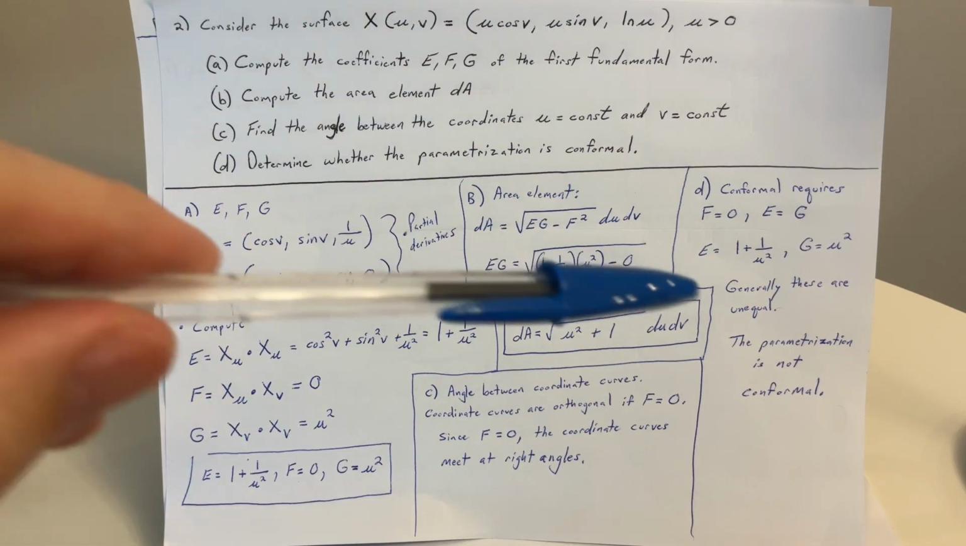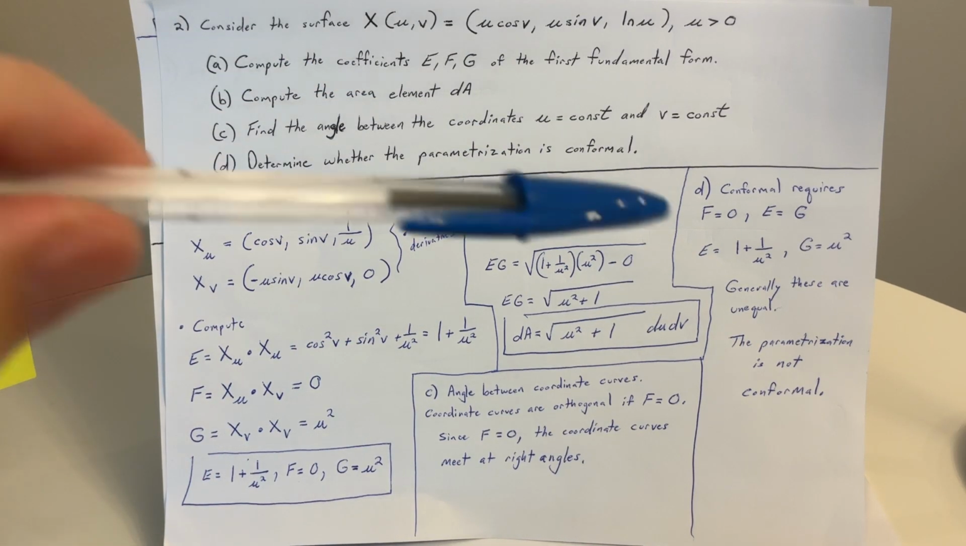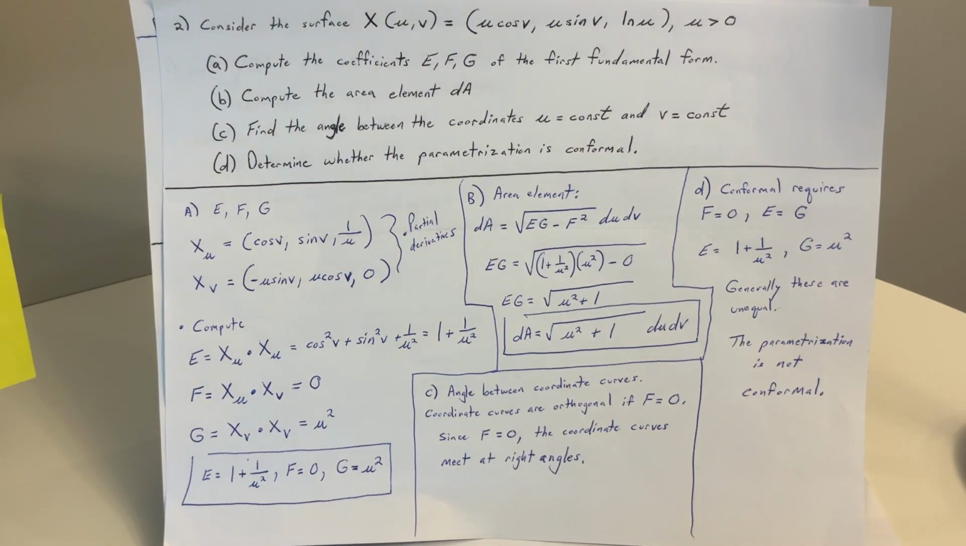Now, generally, these are unequal, the E and G, from what you can see. So the parametrization is not conformal. So that takes care of number 2. Okay, so now we get to the more interesting problems.